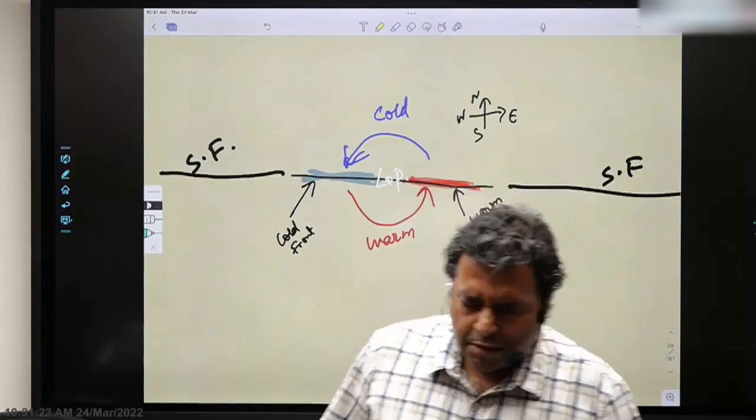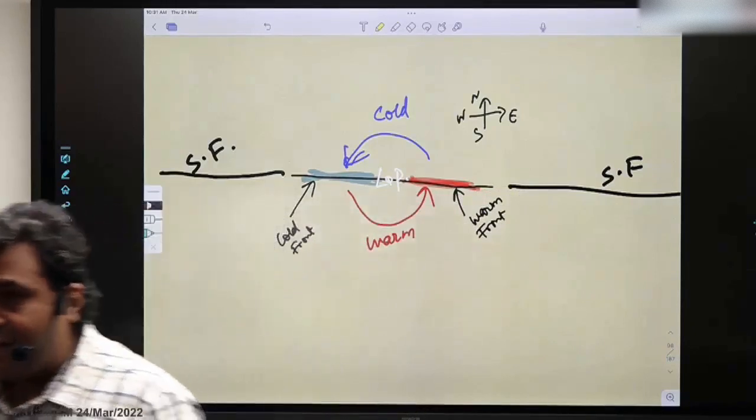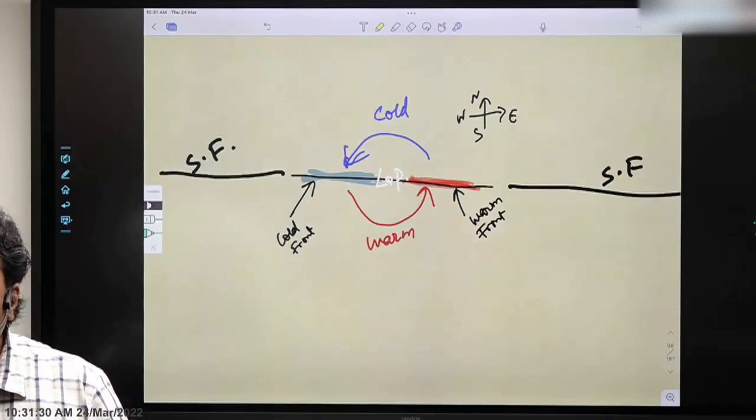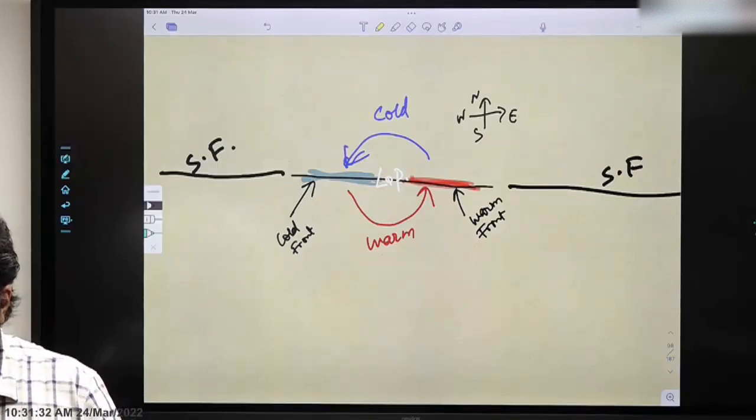Sir, will there be a similar phenomenon at 30 degree latitude also? Yes, that's what you're asking me. Yes, at 30 degree latitude. Yes, subtropics. Yes.